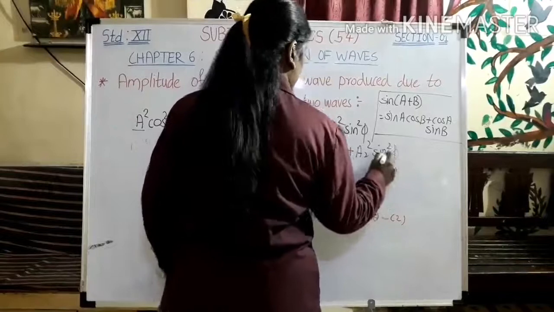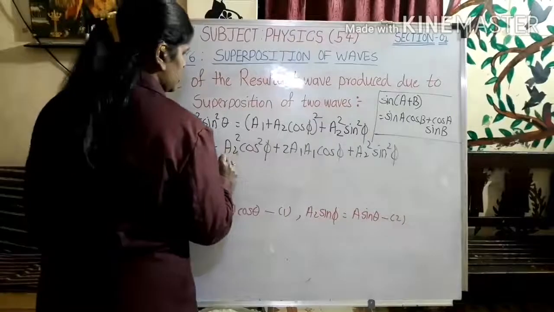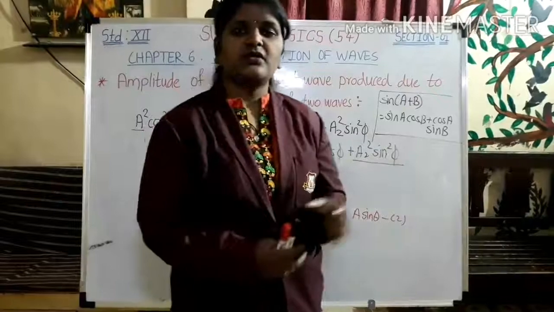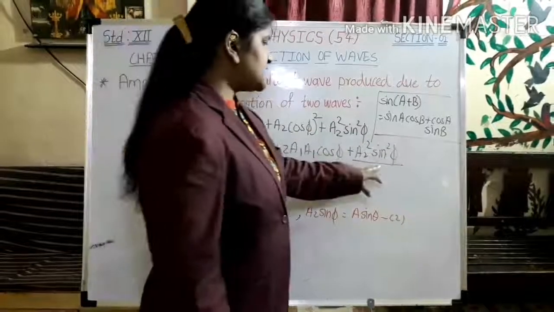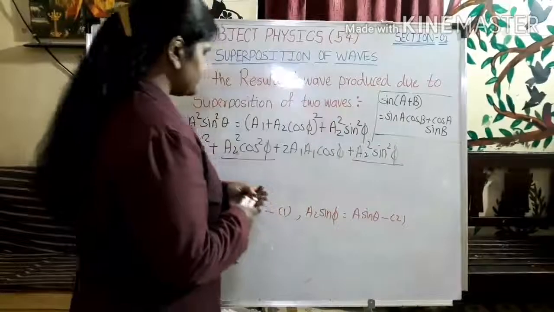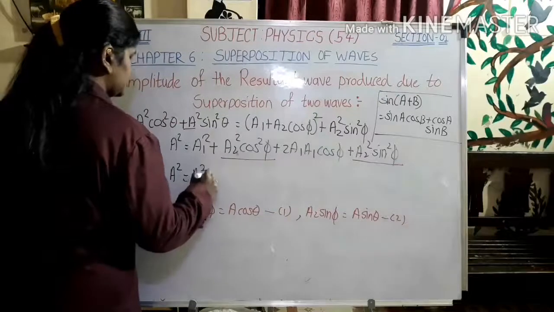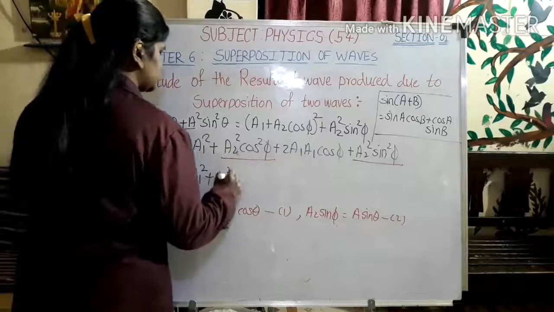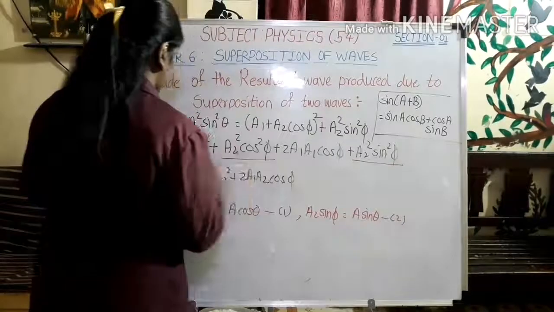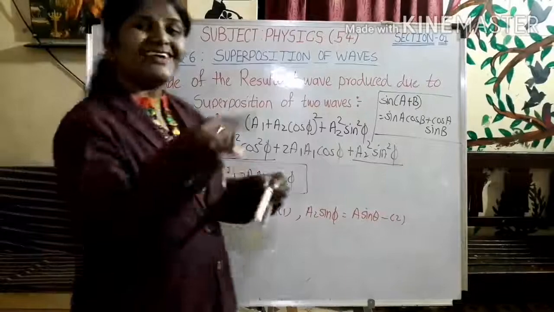Now what you can observe here, again if you take a2 square common, it will be sin square phi plus cos square phi, which comes out to be 1. So we will write A square is equal to a1 square plus a2 square plus twice a1 a2 cos phi. So this is what you got, and if you want A, it will be under root.